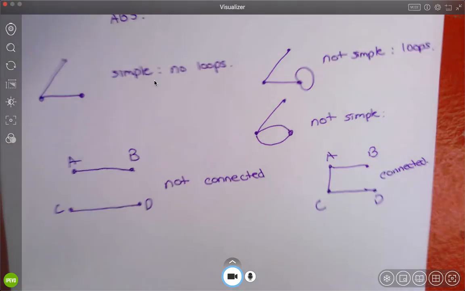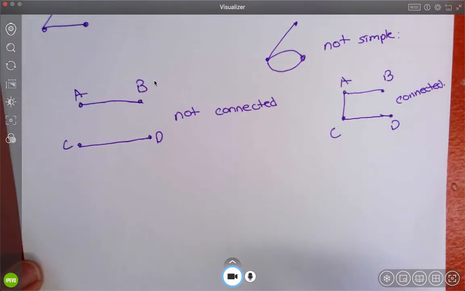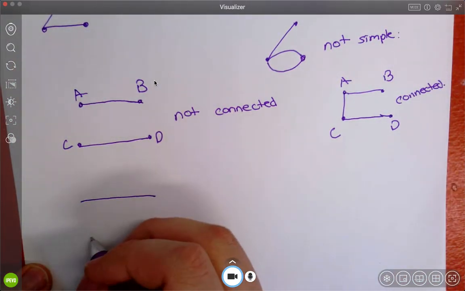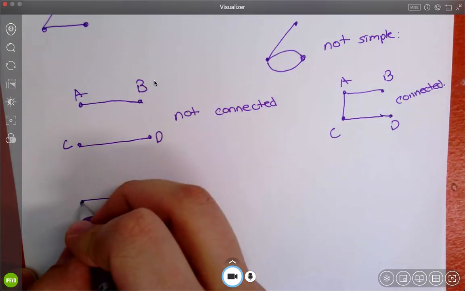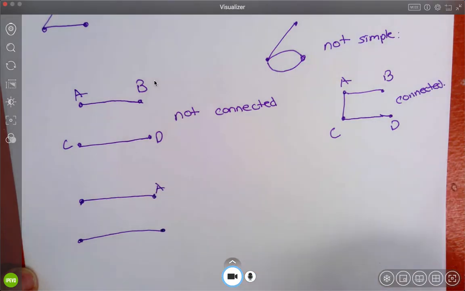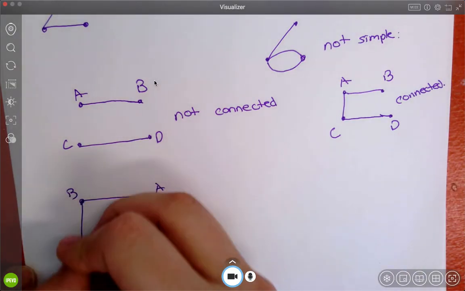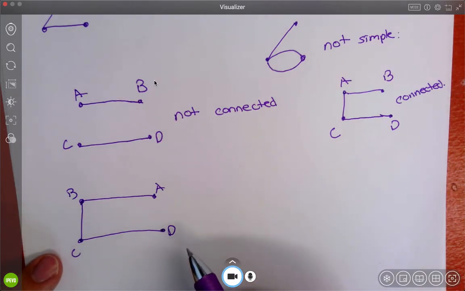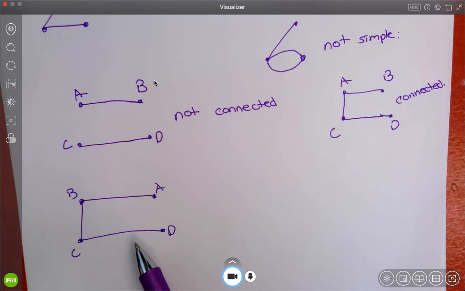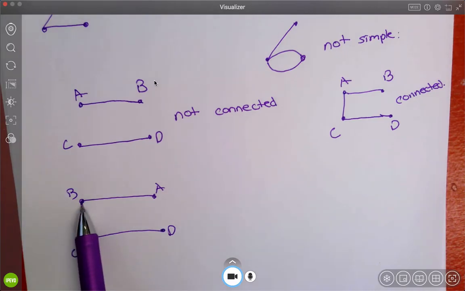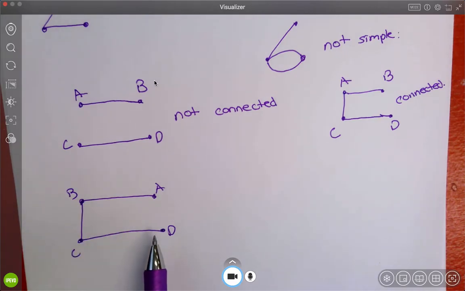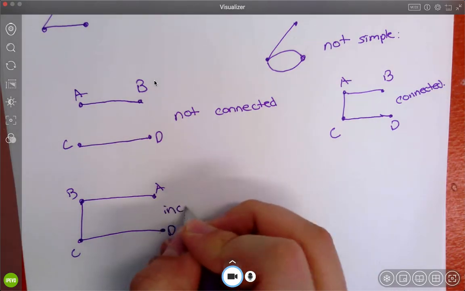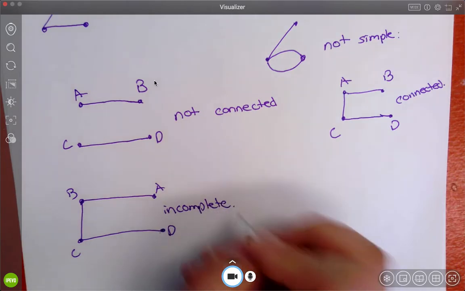The next thing to do, okay, so we talked about connection. Next, we're going to do complete. So this here is connected, okay? But you can't get from any point to another, right? So if I'm at B, I can't get to D directly, right? They're not adjacent to each other. If I'm at A, I cannot get to D directly, right? So this here is called incomplete. Okay?